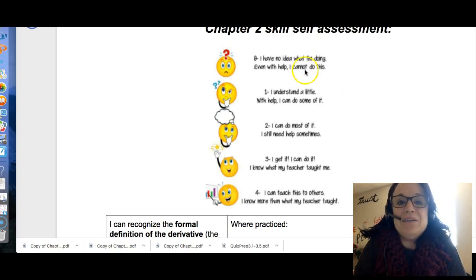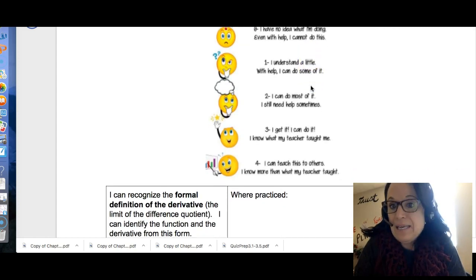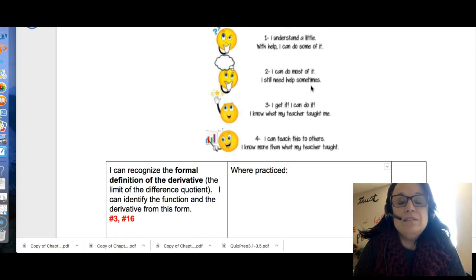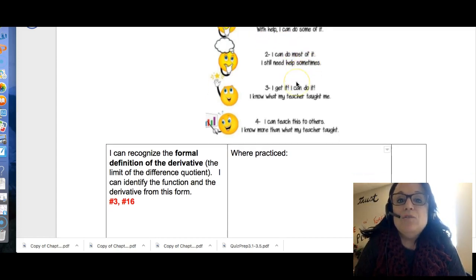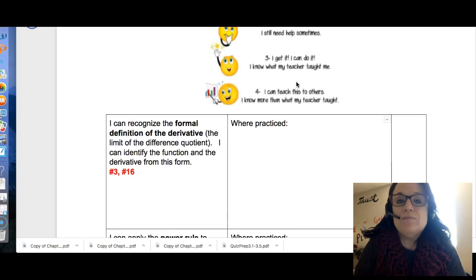Anyway, you're going to give yourself a 0 if you have absolutely no idea what you're doing. Even with help, you are stuck. That should not be the case at this point. You'll give yourself a 1 if you understand it a little, and with some help, which you won't have on a test, you can do some of it. A 2 if you can do most of it, but you still need a little help, like you turn to your neighbor and ask for a little bit of help.